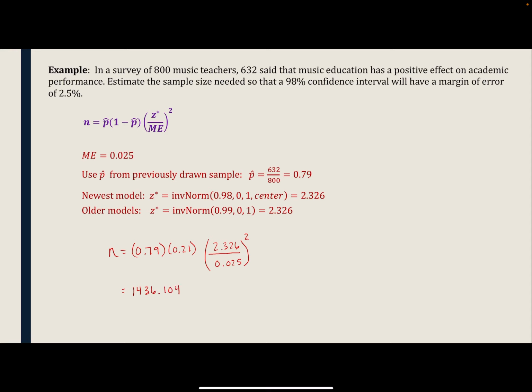When you do that, for this problem, you're going to get 1,436.104. And remember what I said before, we always round up regardless of what the decimal is, because we want to ensure that we're going to have a margin of error of 2.5%. It's always better to sample one too many than one too few. So we're going to round this up to 1437, and that will be our answer for the sample size.